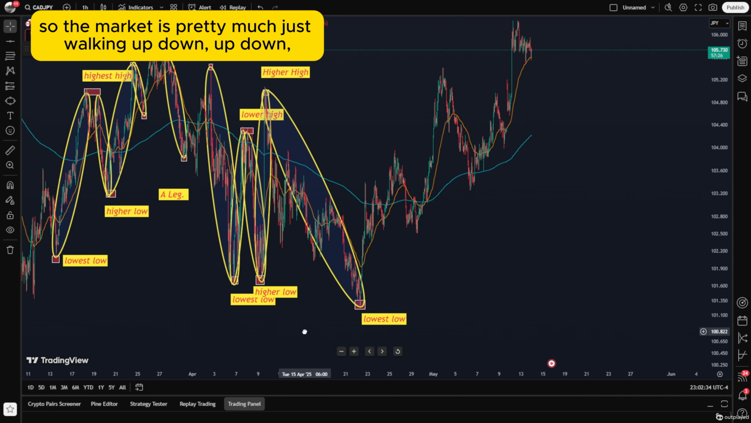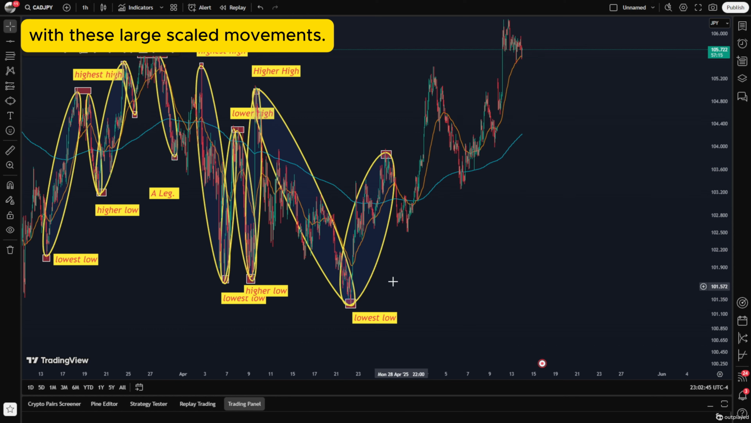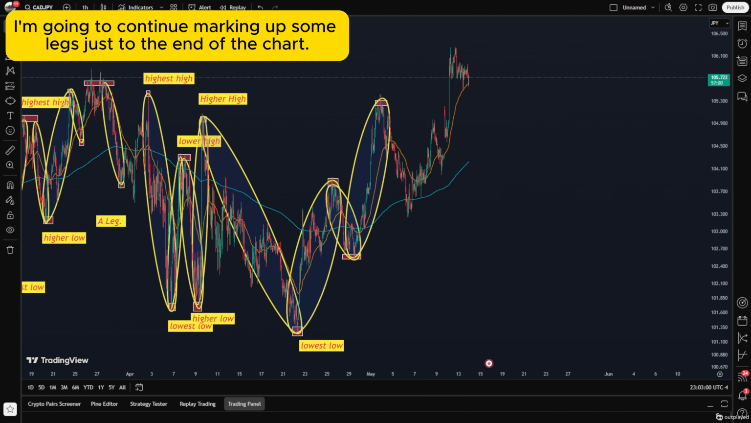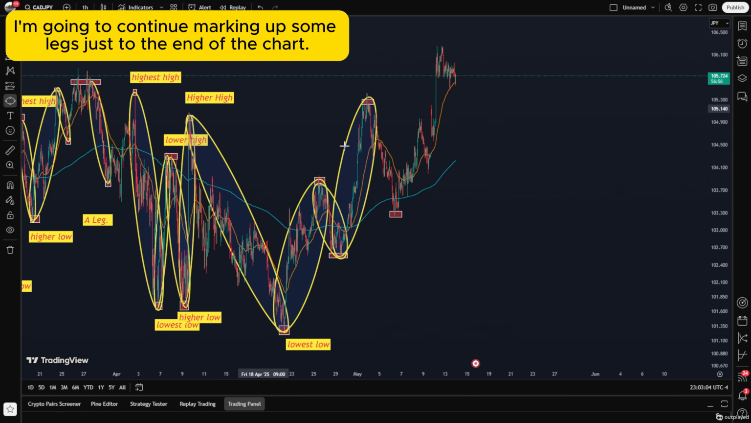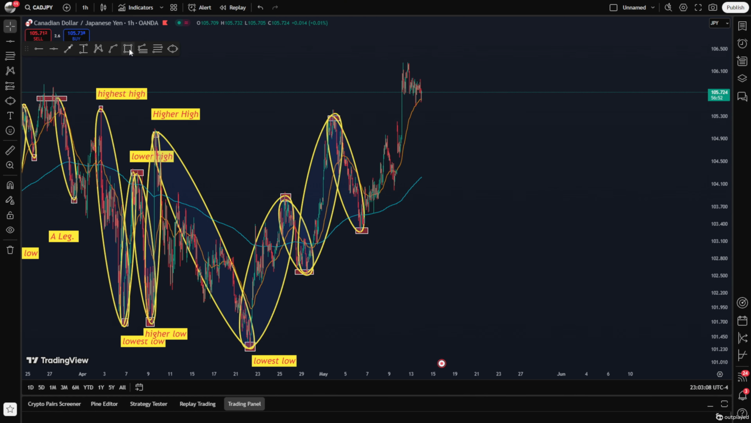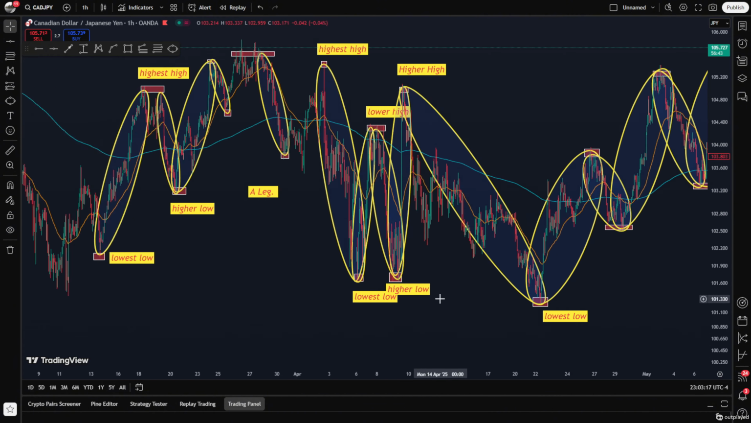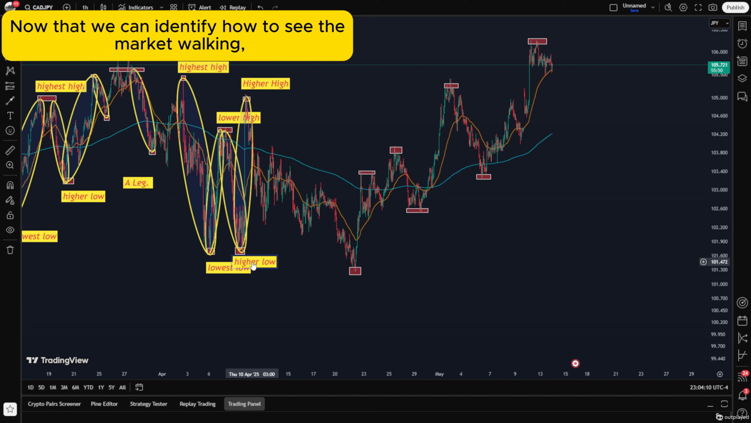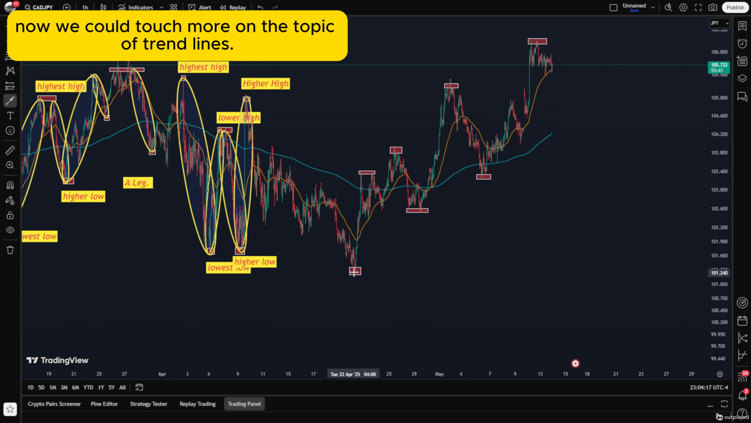So the market is pretty much just walking up, down with these large scaled movements. They start from significant support and resistance key price zones. I'm going to continue marking up some legs just to the end of the chart. Now that we can identify how to see the market walking, now we could touch more on the topic of trend lines.